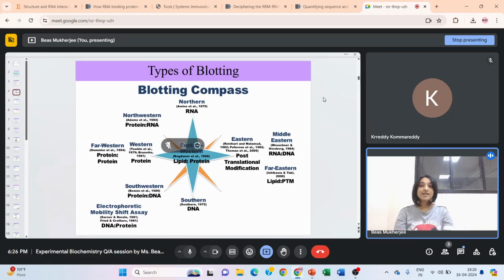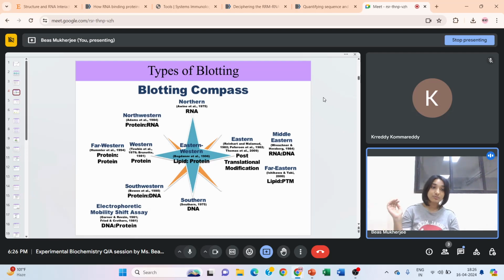Okay, so see, Northern blotting, that is for RNA. Here the different citations are given. If you want to learn more about these, the papers in which it was first talked about are all cited here. Then we have Northwestern. North is for RNA, western is for protein. So this is RNA-binding protein, right? That blotting is carried out.